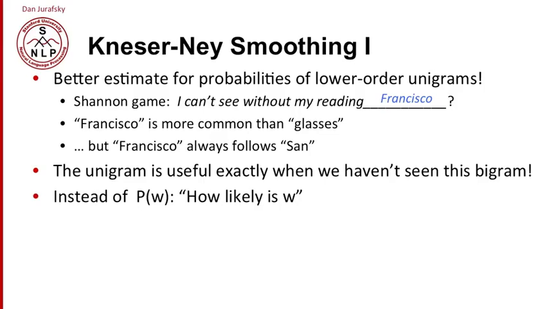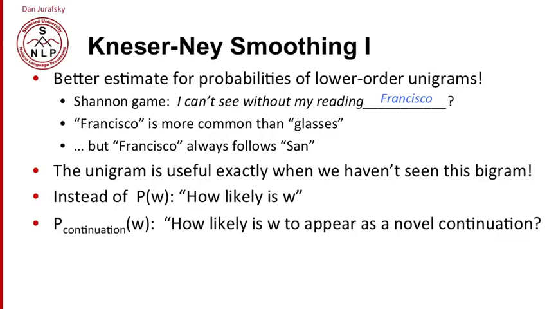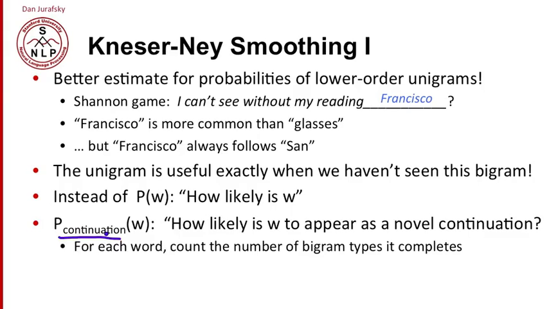So instead of using the probability of W, how likely is a word, our intuition is going to be when we're backing off to something, we should instead use the continuation probability. We're going to call it P continuation of a word. How likely is the word to appear as a novel continuation? Well, how do we measure novel continuation? For each word, we'll just count the number of bigram types it completes. How many different bigrams does it create by appearing after another word?